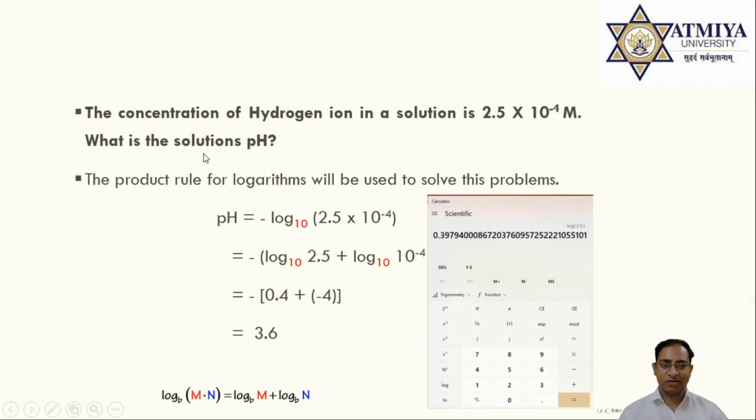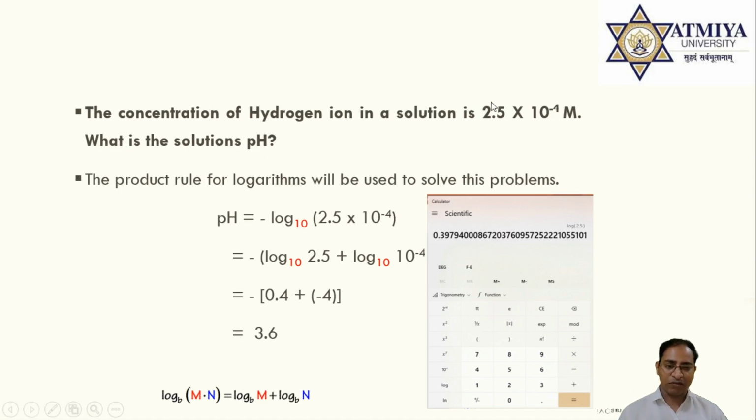Now let's take a few more examples for the calculation of pH. Say the concentration of hydrogen ion in a solution is 2.5 × 10^-4 molar. What will be the solution's pH? To calculate the pH, you should be very comfortable with logarithms. If you are new to logarithms, I made a separate tutorial about logarithms. Do watch it, then you can come back for the calculation of pH.